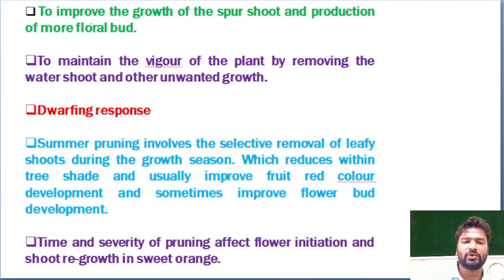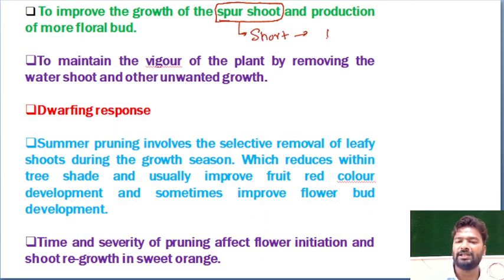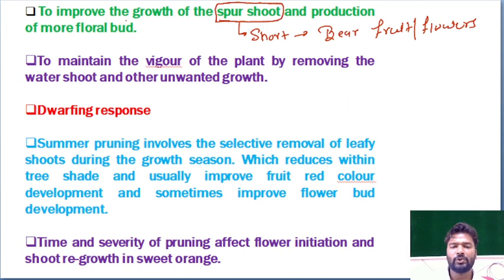Next, to improve the growth of spur shoots. What is a spur shoot? A spur shoot is a short branch which bears fruit and flowers. So to improve the growth of the spur shoot and the production of more floral buds, this is also one of the motives of the pruning process.